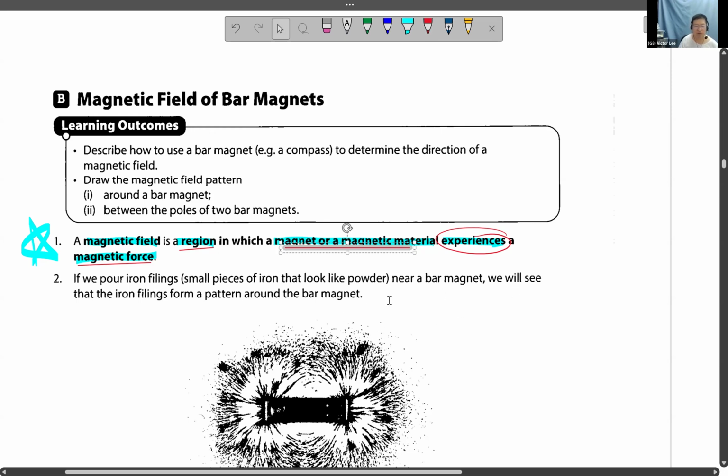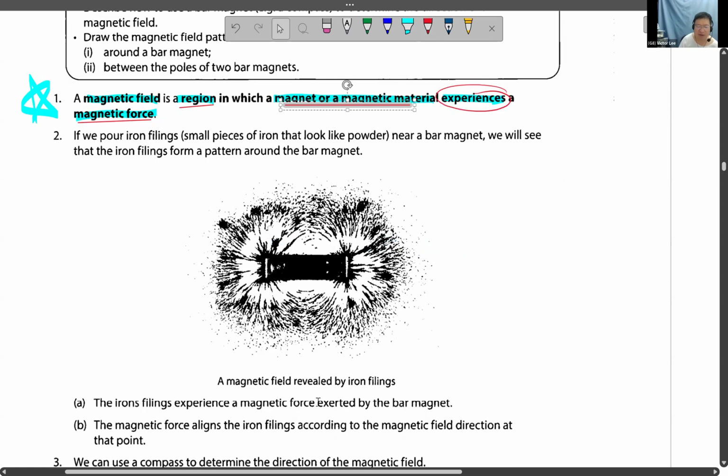So if you pour iron filings on a piece of paper, below put a magnet, right? You realize actually it forms this kind of pattern to show you where the magnetic field lines are. The iron filings experience magnetic force exerted by the bar magnet, and then they all align to show the direction of the magnetic field.